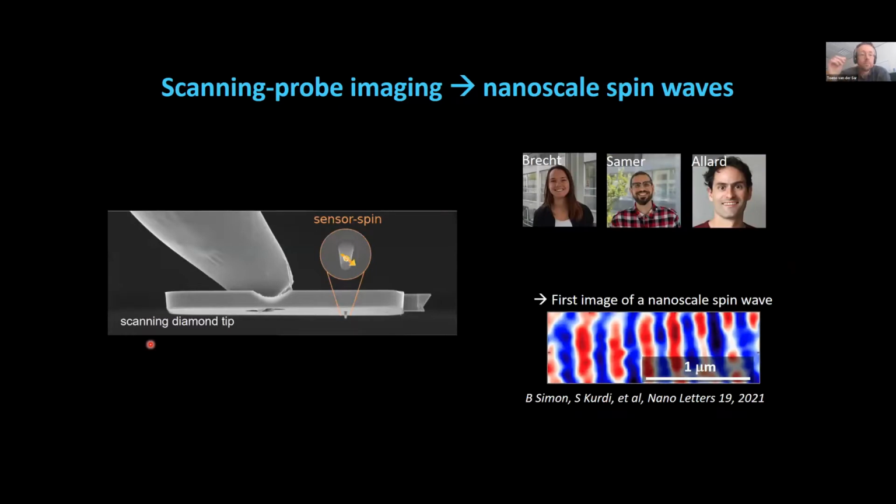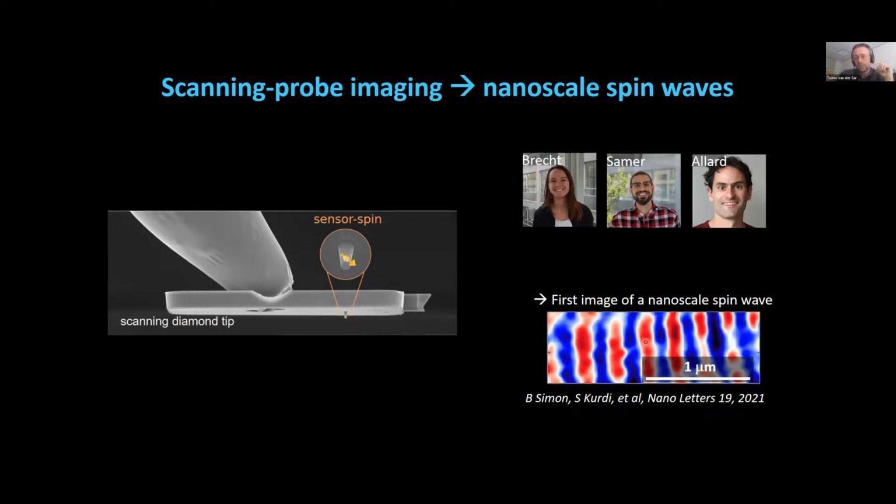Now, if we want to image nanoscale spin waves, we have to go to a higher resolution technique. So that's why we use this sensor spin embedded in a diamond scanning tip. This allows us to image spin waves that are approximately 300 or 400 nanometer in wavelength. At the moment, we are limited to spin waves that are still resonant with the NV center ESR frequency. That's why we can't go lower. But in principle, this technique has the sensitivity to detect waves on the 50 nanometer scale.